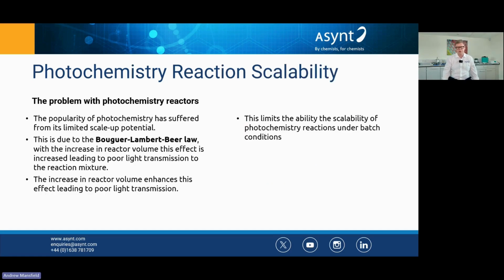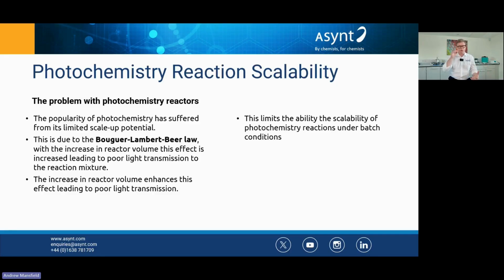We also need to think about reaction scalability as well. Once we've optimized our conditions, found the right photoredox catalyst, found the right wavelength, found the right temperature, we need to be able to, or in some instances, be able to scale this. And that's really where the popularity has suffered. It's that initial limitation to its scale-up potential.